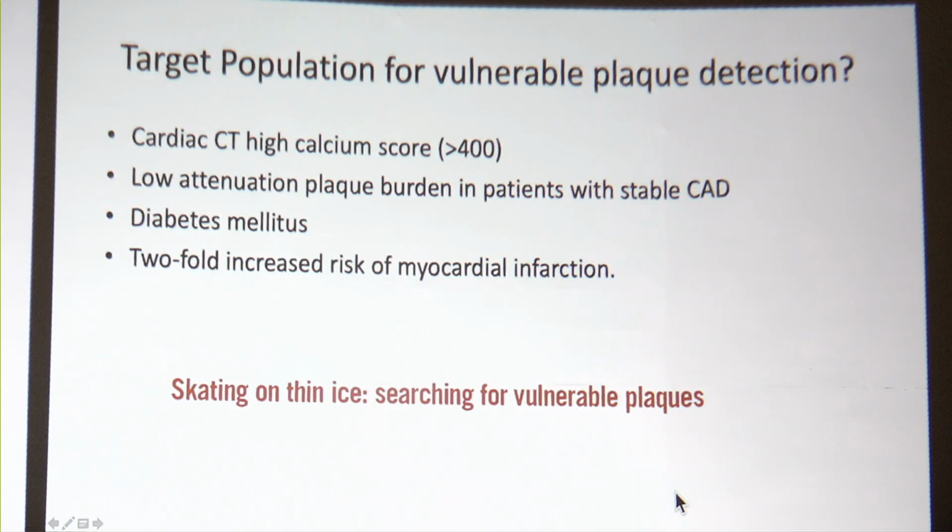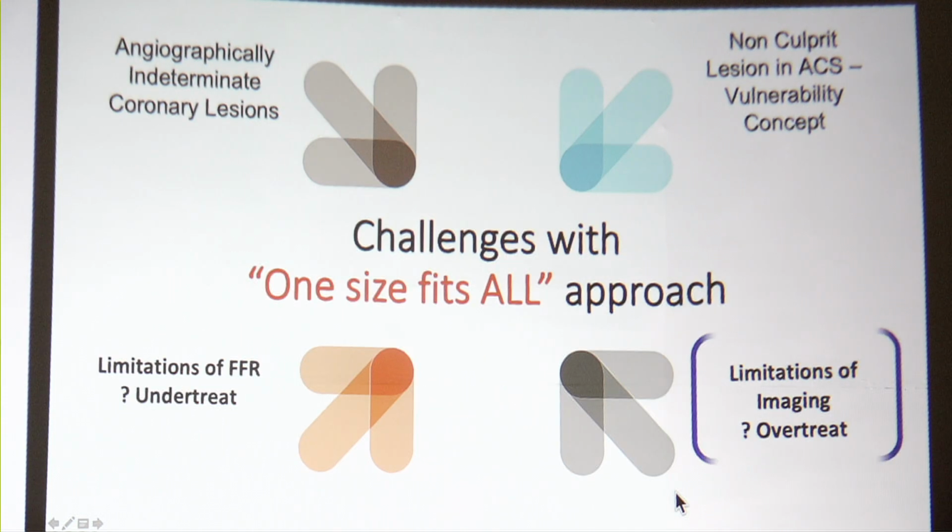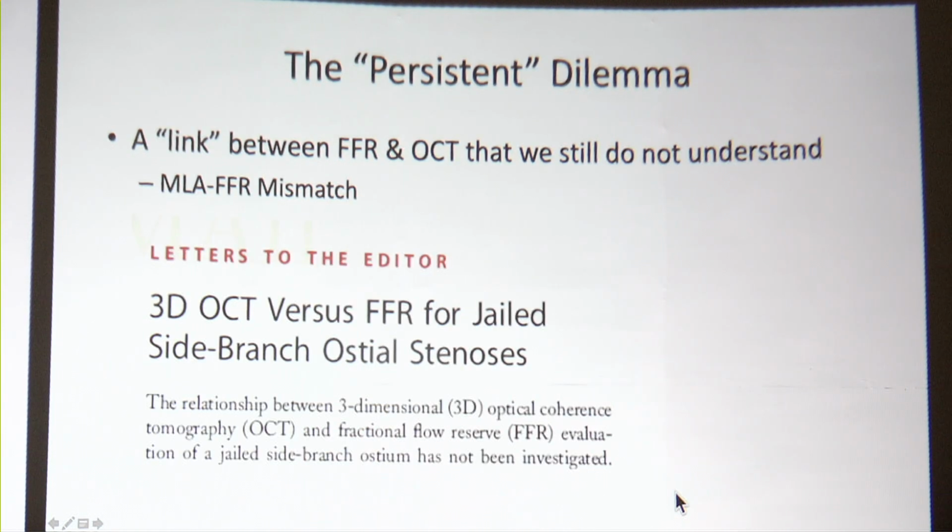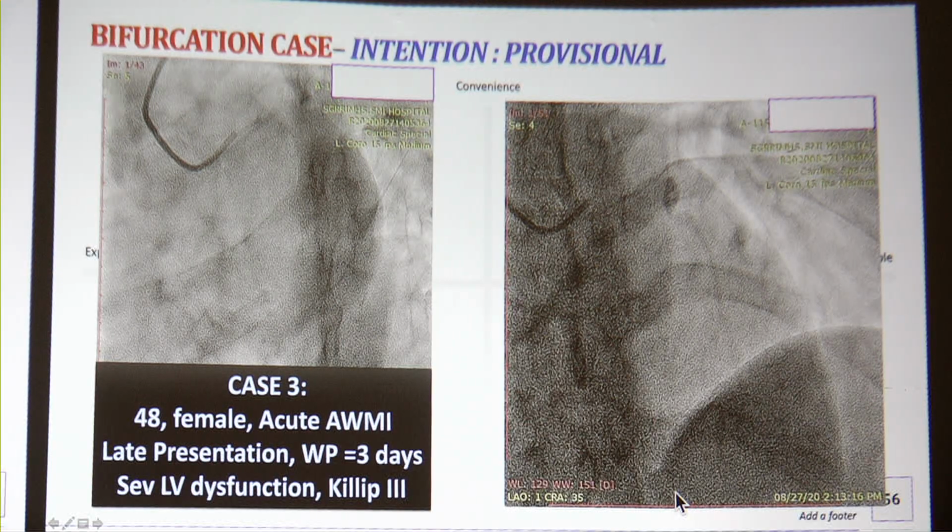So we should focus on which patients we should be looking at to find the vulnerable plaque. As of now, a high calcium score on a cardiac CT, a low attenuation plaque in patients with stable CAD, and definitely diabetes mellitus alone has a twofold risk of MI. So it is our choice whether we wish to skate on that thin ice or document those vulnerable plaques with accuracy and then approach them. Another limitation of imaging and physiology is what we do in our routine practice. Sometimes with imaging we are overtreating, and sometimes with FFR we are undertreating, and this is a persistent dilemma.